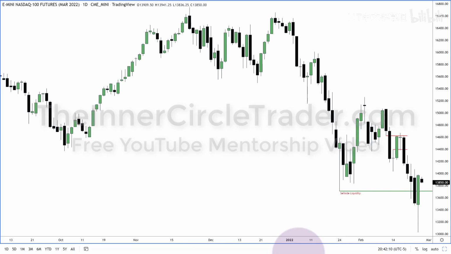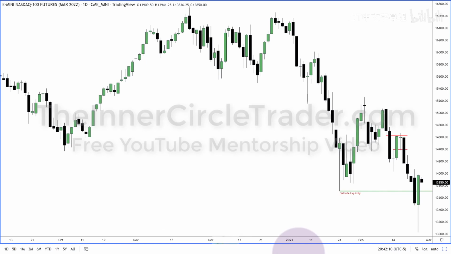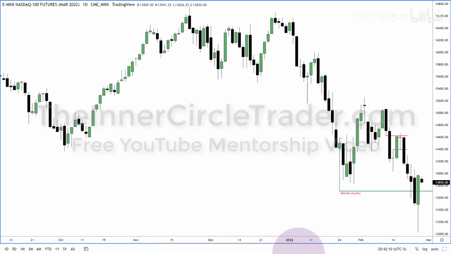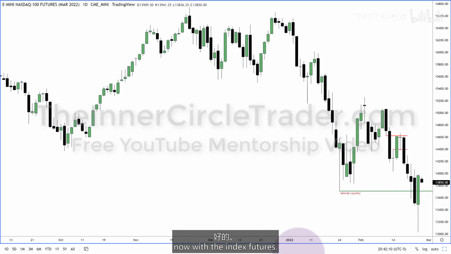So I'm teaching price. This is the asset class that's moving around nicely, so I'm using it as a medium. You could just as easily go into an Aussie dollar or a pound yen chart, and you'll see these things happening as well. Trust me, we'll get into Forex again. I haven't abandoned Forex. I just want to mine this vein that's available in volatility right now with the index futures.